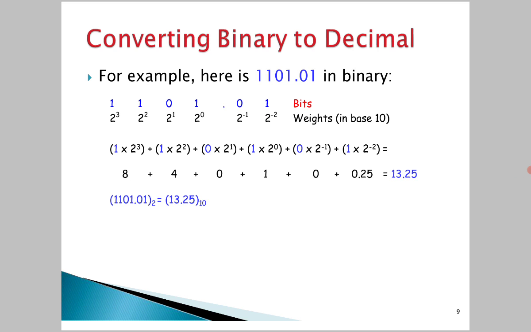So 2 power 0, any number power 0 is 1. So the final result is 8 plus 4 plus 0 plus 1 plus 0 plus 0.25. So that is equivalent to 13.25. So the decimal equivalent of binary 1101.01 is 13.25.